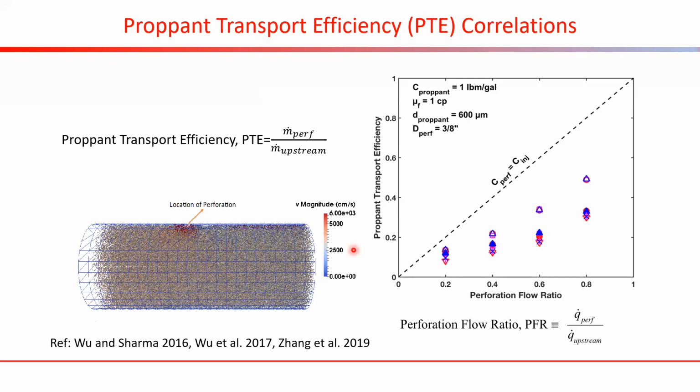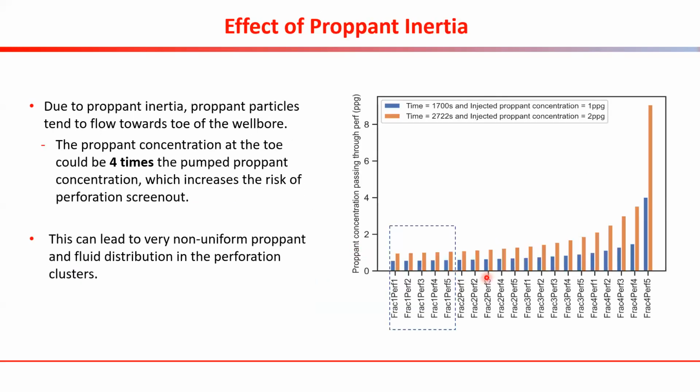The last thing I want to emphasize is the fact that we do account for the distribution of sand and fluid in the various perforation clusters through what we call the proppant transport efficiency. So this is part of the wellbore model, and it accounts for the fact that you can actually get quite a bit higher concentration of sand or proppant towards the toe side of the wellbore as a result of the inertia of the proppant particles themselves. So as the proppant particles are being moved along the wellbore, they will concentrate towards the toe of the well.